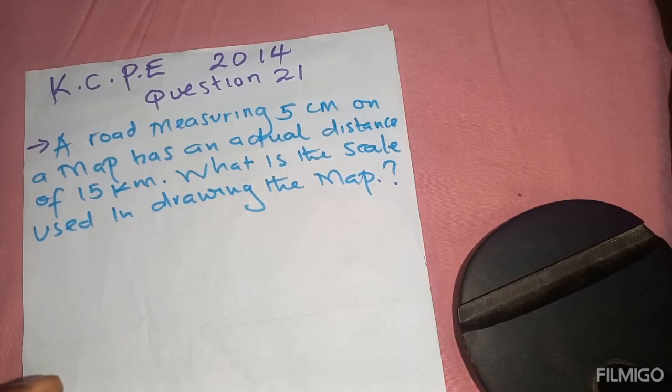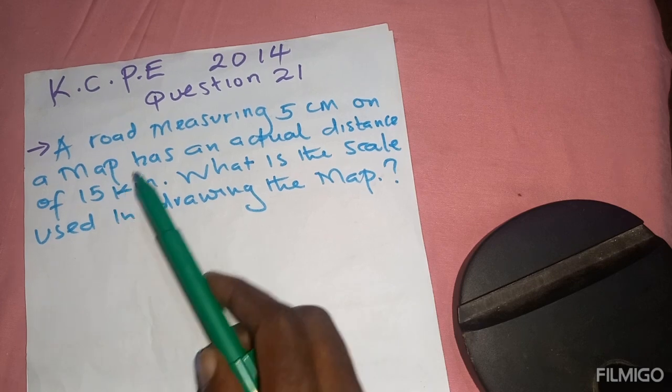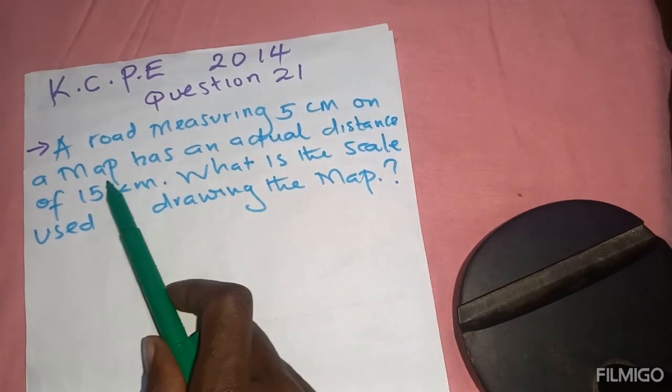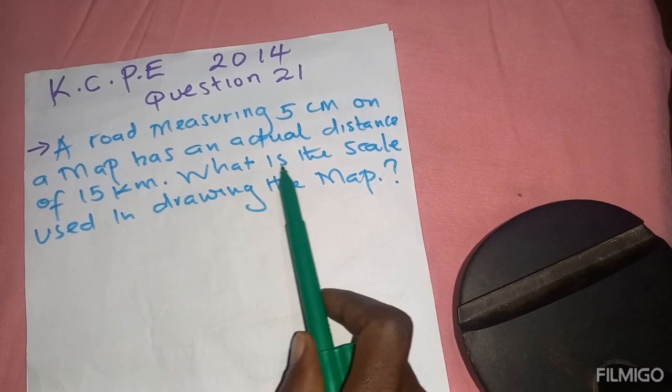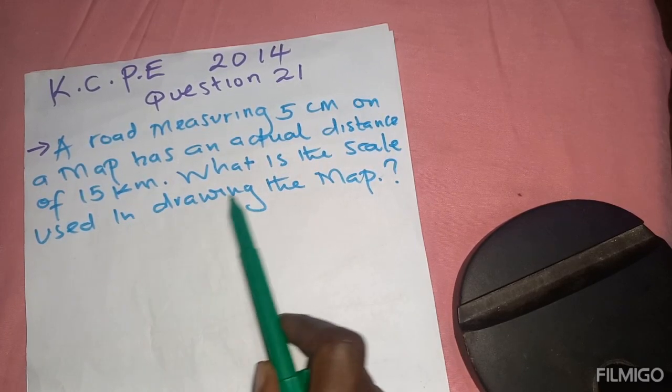We are going to do a question from KCPE 2014, question number 21. A rod measuring 5 centimeters on a map has an actual distance of 15 kilometers. What is the scale used in drawing the map?